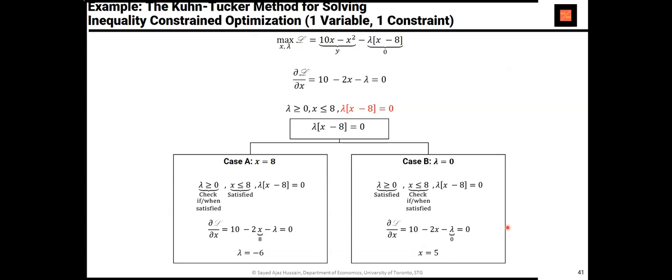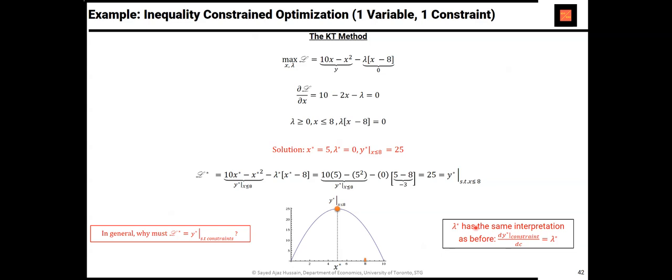That leaves you the other possibility. So lambda is 0. If lambda is 0, this KT condition has to be satisfied. So all I have to do is verify whether x is less than or equal to 8. Stick lambda is equal to 0 in the first order condition, and voila, you find out that x is indeed a number less than or equal to 8. In fact, 5 is less than 8. So the answer is x is equal to 5, lambda is equal to 0. So therefore, the answer is what you can see graphically anyway.